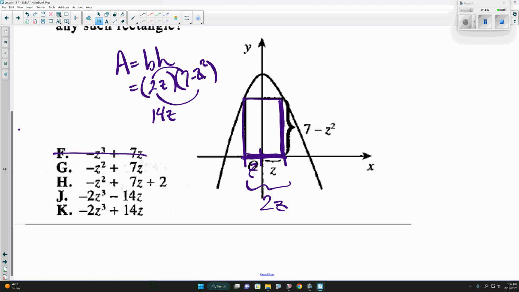Well, and if we did the final multiplication, 2z times negative z squared would be negative 2z cubed. So just doing one part of the multiplication actually gave us the correct answer. So sometimes we don't have to multiply it all the way through. We just need to get it set up and start it.